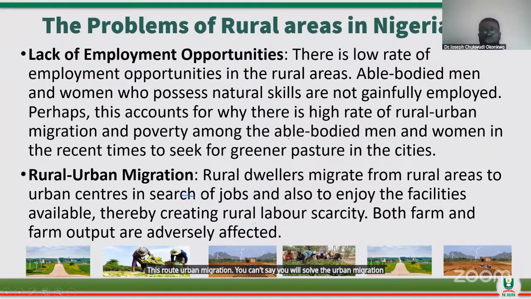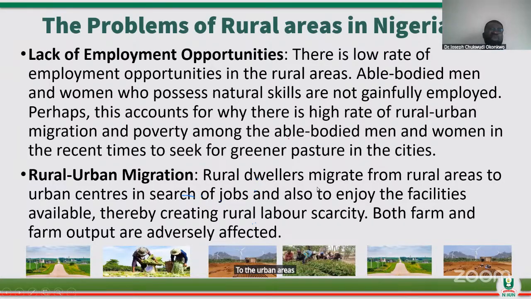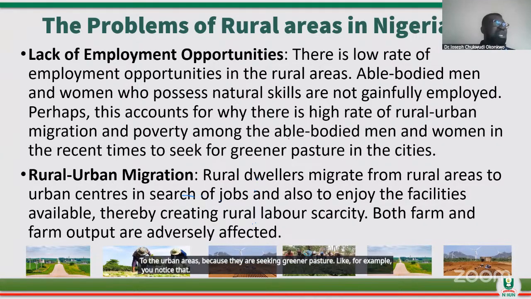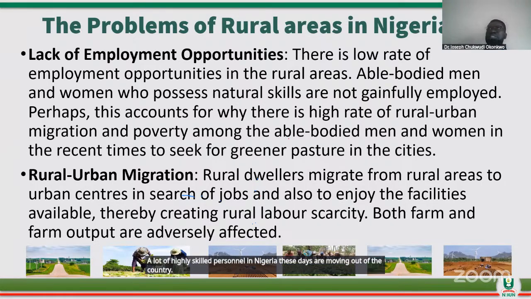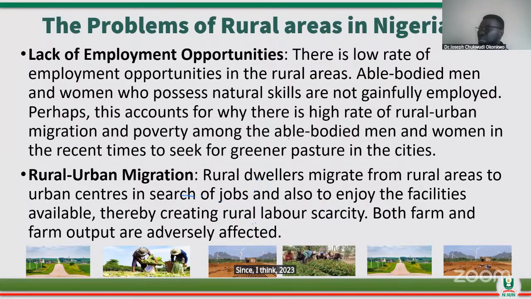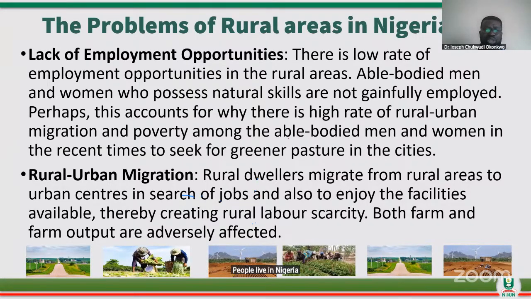Once the place is rural, people will tend to move from the rural areas to the urban areas because they are seeking greener pasture. Like, for example, you notice that a lot of highly skilled personnel in Nigeria these days are moving out of the country since, I think, 2023 or so. There's this surge of people leaving the country. I think it's from 2021 or thereabouts. It has been happening, people leaving Nigeria to outside the country. They call it Japa syndrome. Why? They're looking for greener pastures.